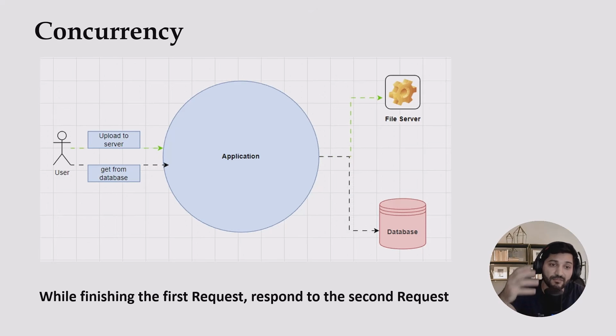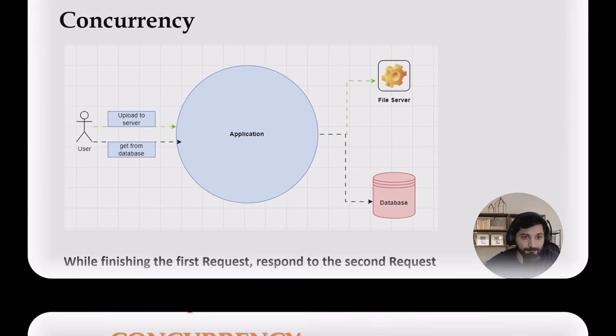This is another diagram. In this diagram, we have two operations, including upload to server and get from the database. While uploading to the server, it is possible for us to get data from the database. Actually, we are doing more than one work at the given time. That is actually what we are calling concurrency.